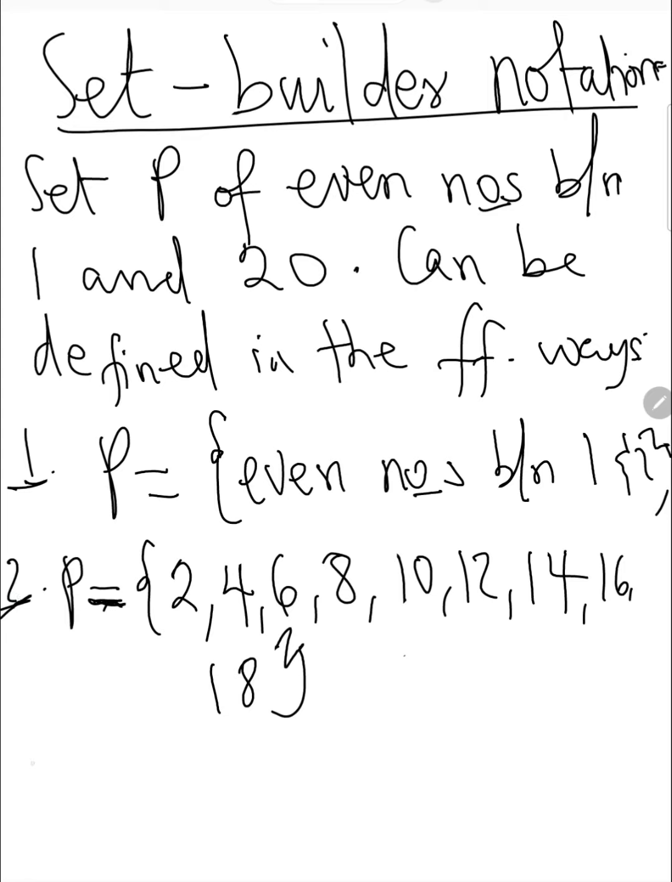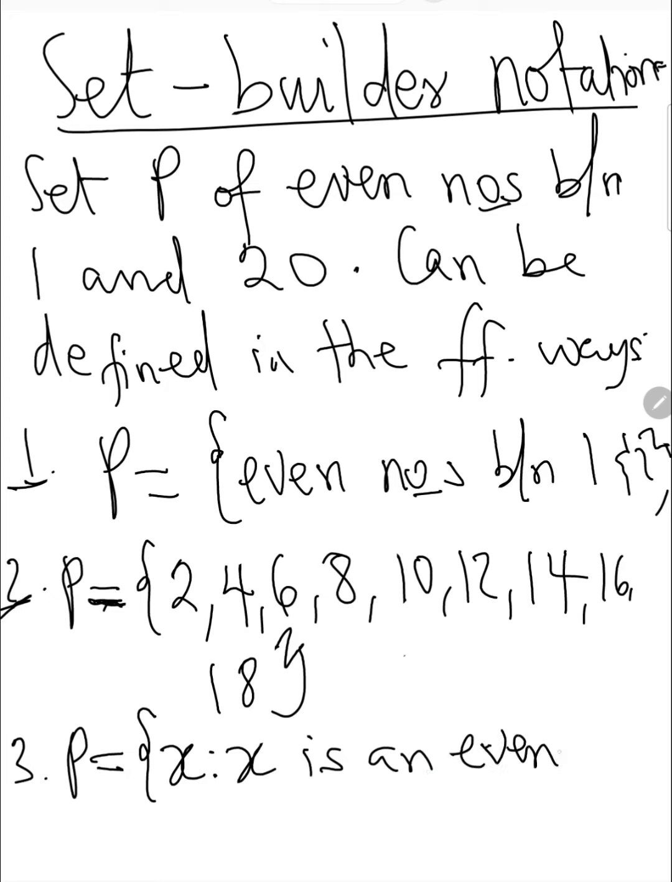Now let's look at the third way of writing this same set of even numbers between 1 and 20. We can say P is equal to the set of x such that, where these two dots mean such that, x is an even number, comma, and x lies between 1 and 20.